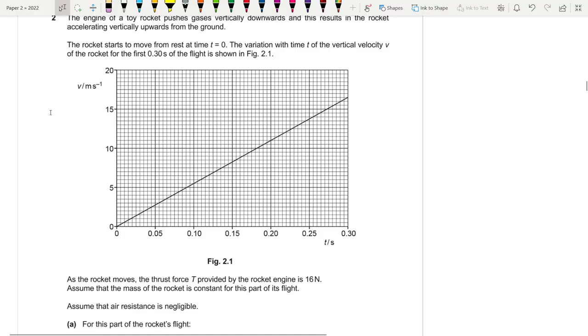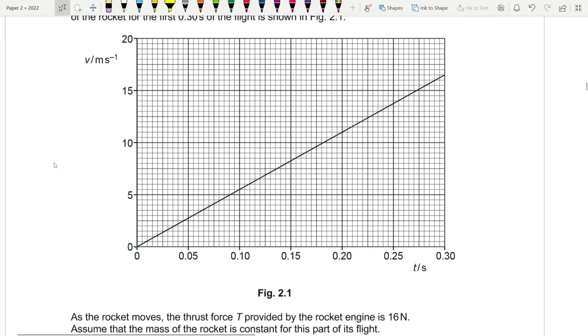We know that the gradient of the velocity time graph is basically the acceleration, right? So I'm going to pick 2 points, ideally the first and last point, 0, 0. And at point 3, it's this point, which is 16, 17. So that's 16.5 basically, right? It's 16.5.